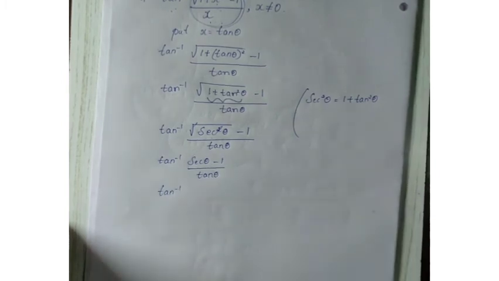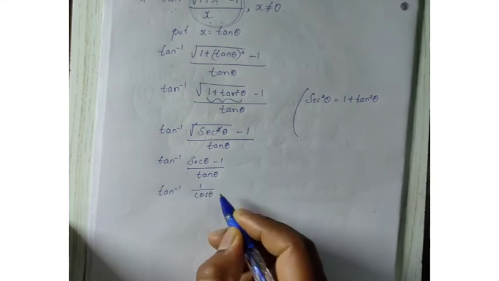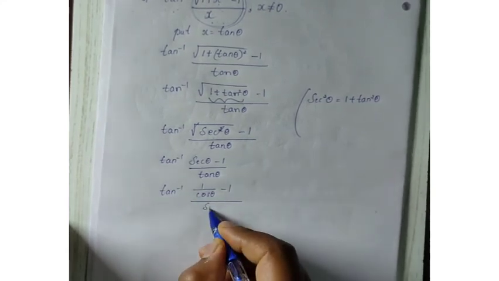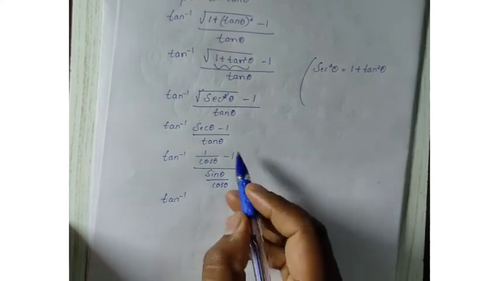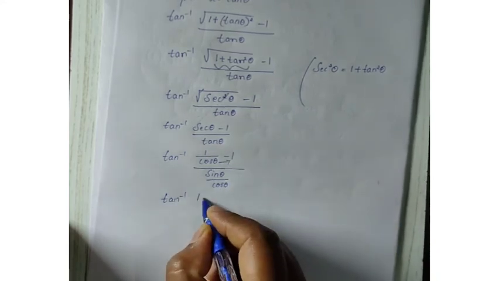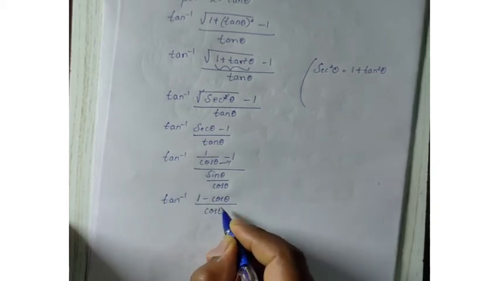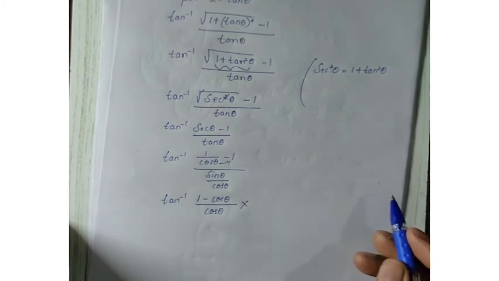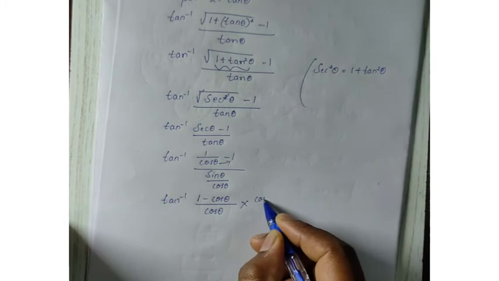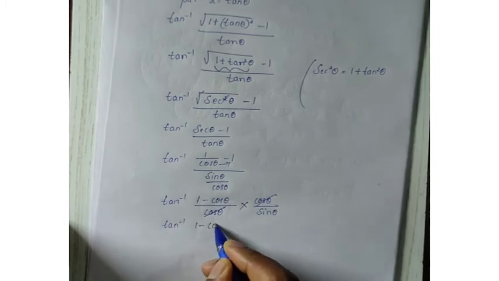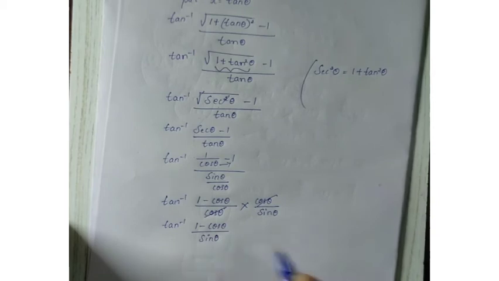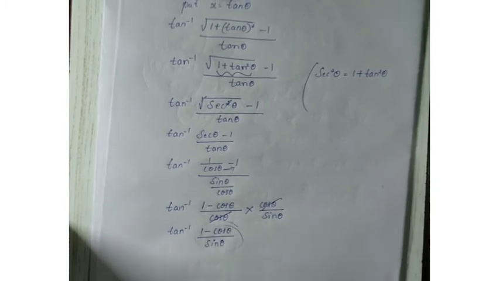So, secant theta is nothing but 1 by cos theta, right? So, 1 by cos theta minus 1, divided by tan theta, which is nothing but sin theta by cos theta. Fine. Now, tan inverse. So, this is cross multiplied over here. Therefore, you will get 1 minus cos theta divided by cos theta. And if you look at the denominator, this will be into cos theta by sin theta. So, this and this get cancelled and the remaining will be tan inverse of 1 minus cos theta divided by sin theta. Right? Now, still we did not get the tan function over here. Right? So what to do with it now?